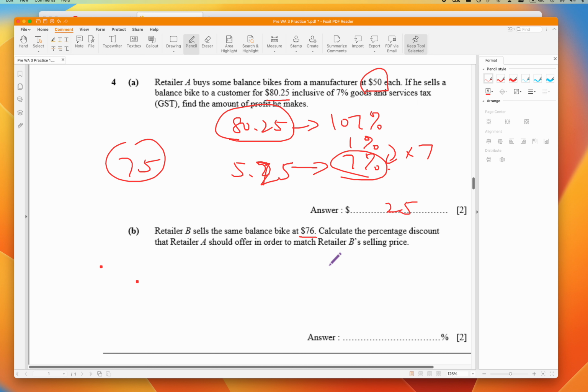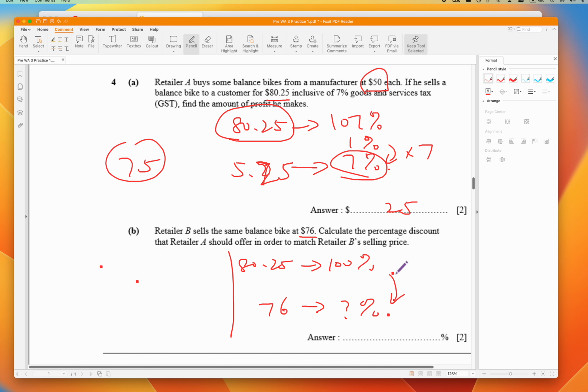Yes. Okay, so therefore now they say the retailer B sells at this price, so 80.25 is the 100%. Now they want to know 76 is how many percent. Because once you get the percentage for the 76, then you know what the discount is already. This is one way.